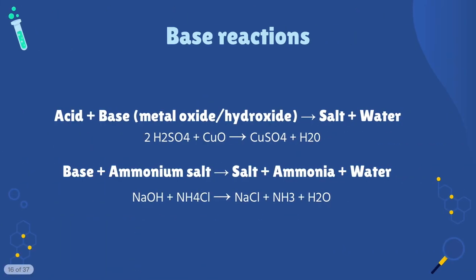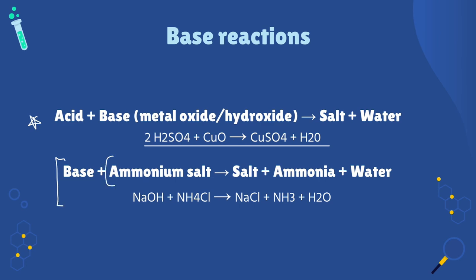Base reactions. This is the same reaction we saw earlier, with sulfuric acid and copper oxide reacting. And this is the important part of base reactions. A base will react with an ammonium salt. An ammonium salt is something like NH4Cl, right? To form a salt, ammonia, and water. So if a question asks how you displace ammonia from an ammonium salt, the answer is to react it with a base.